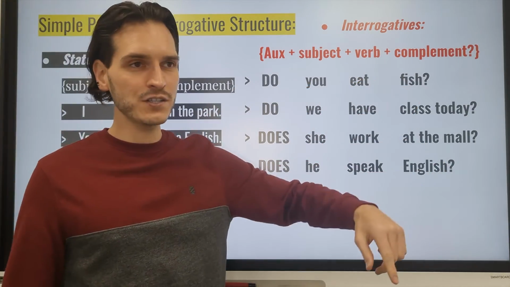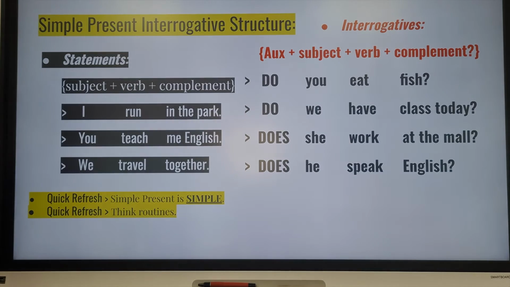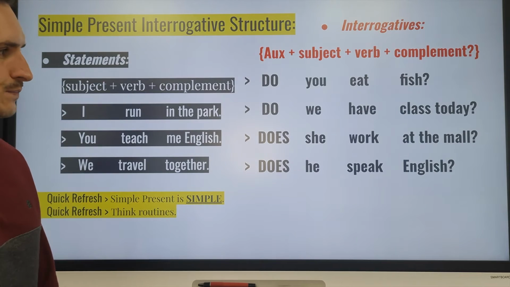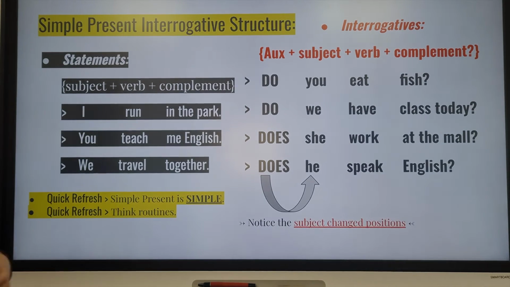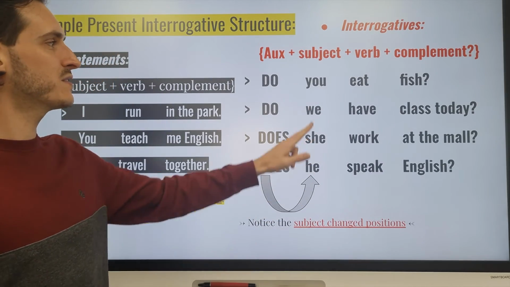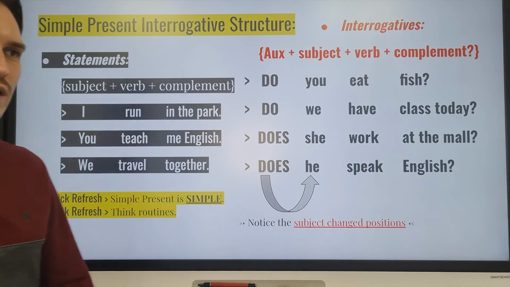So let's look at some examples. Do you eat fish? Do we have class today? Does she work at the mall? Does he speak English? Each sentence, as you can see, starts with the auxiliary. We need to switch the positions around. Subject is always second, auxiliary first. That's how we make a question.